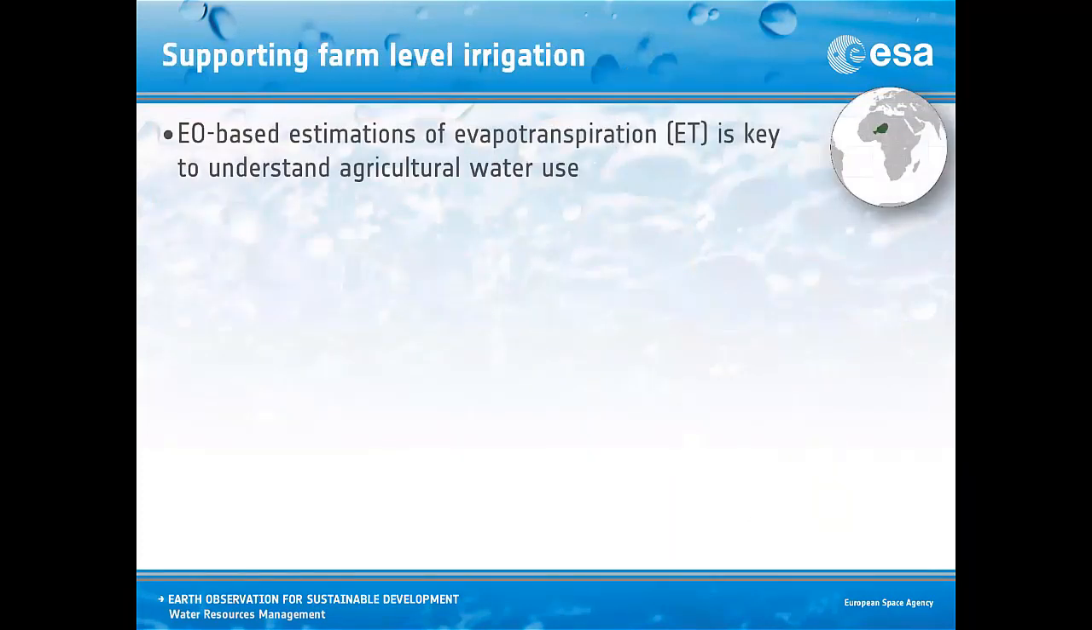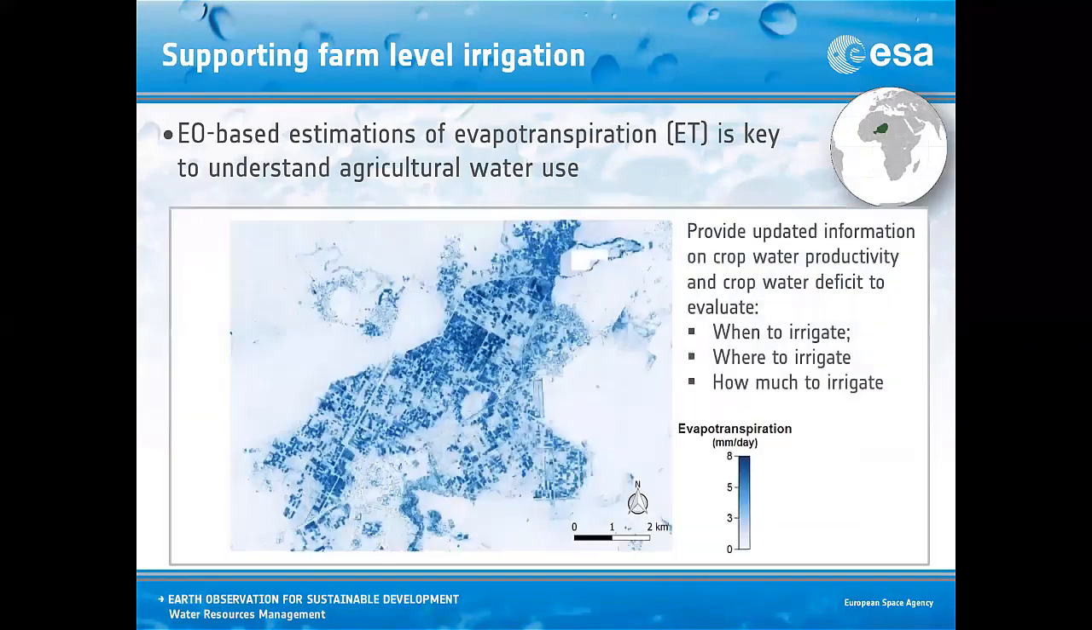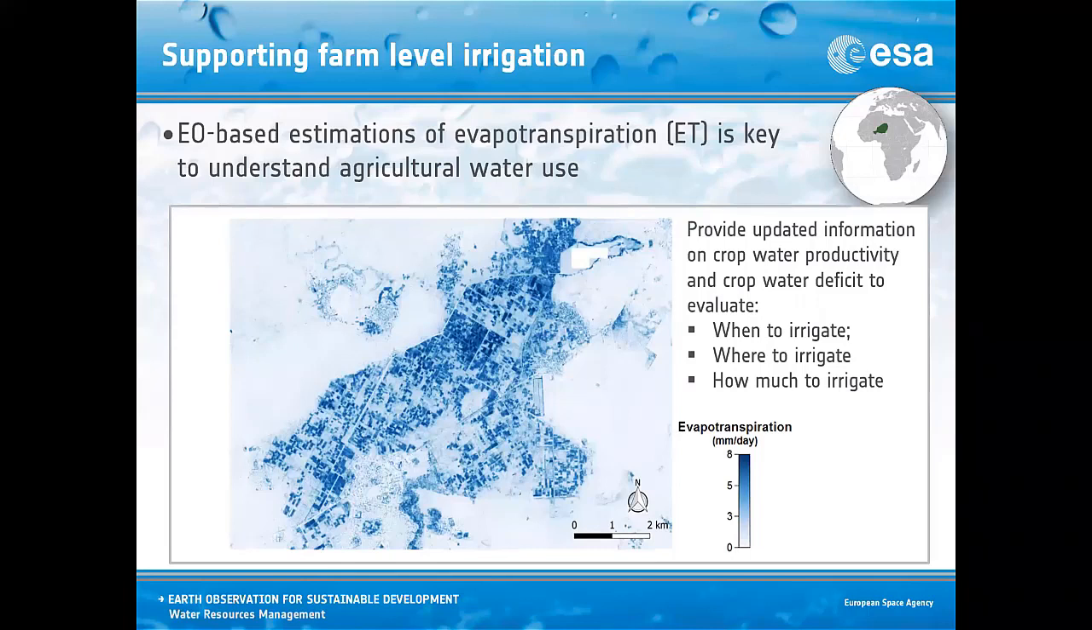Earth observation is also important to support farm level irrigation. As mentioned, you can use Earth observation to estimate evapotranspiration, which is a key to understand agricultural water use. Basically, with ET, we can get information on the crop water productivity and the crop water deficit within large irrigation schemes, helping to evaluate operators on when to irrigate, where to irrigate, and how much to irrigate. And the example here is from the Birni-Ankoni irrigation scheme in southern Nigeria.